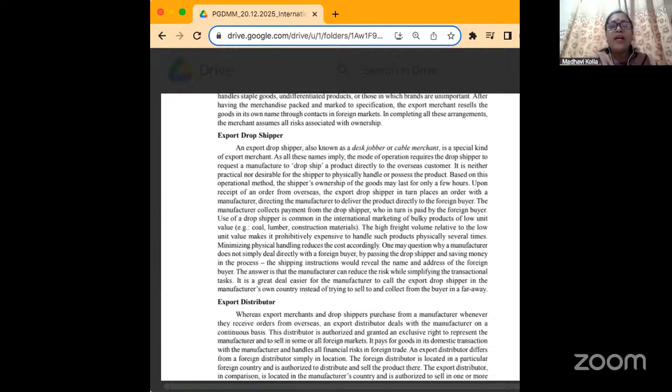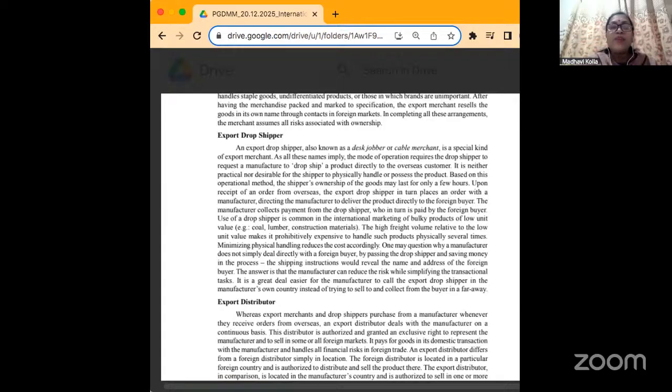And then we have an export drop shipper. An export drop shipper is also known as a desk jobber or cable merchant. And what is their role? It is a special kind of export merchant. So, they are also export merchants, but they have certain specialization.